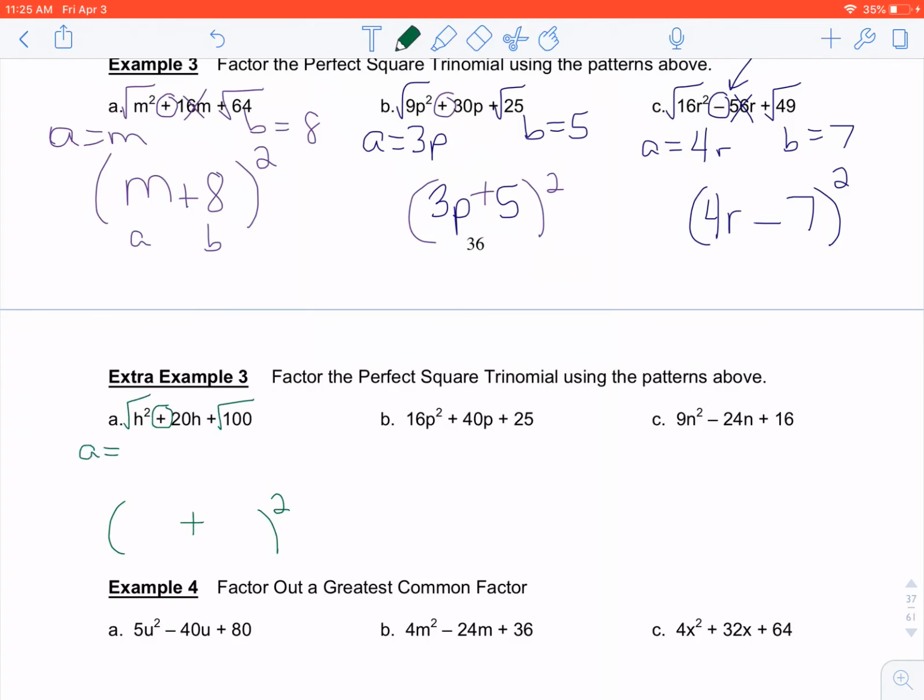And then take the square root. Square root of h squared is h. Square root of 100, what times what makes 100? Well, that's 10. Use your calculator if you're not sure. H plus 10 squared.